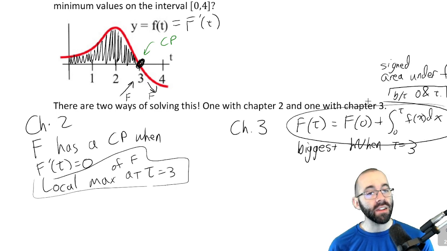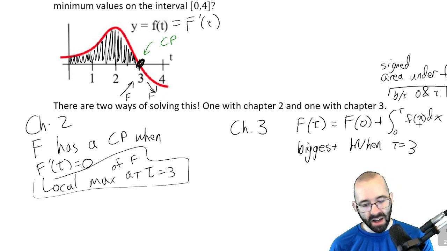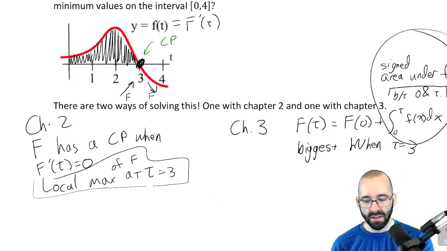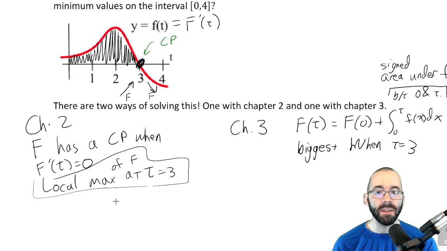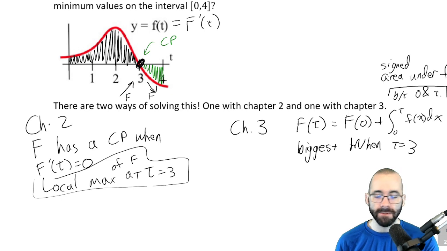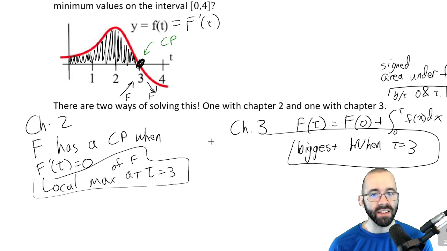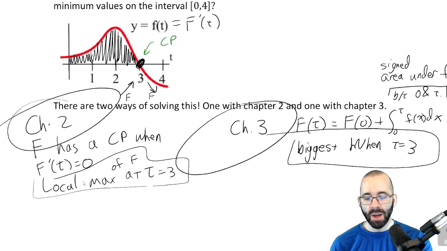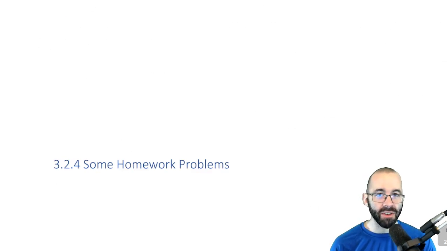Using the fundamental theorem of calculus, we can also write our function F of t in this way. And this is the area under the curve, the signed area. We just have to look at this graph and say, well, we can maximize this by seeing when the signed area is the biggest. And this is when the signed area is the biggest, when t is 3. Because as soon as t is bigger than 3, we start adding negative signed area, which is going to make things smaller. All right. So again, two ways of getting the same answer, one with chapter 2, one with chapter 3. Let me know if you have any questions. It's a little weird. And we've got some homework problems coming up right after this.